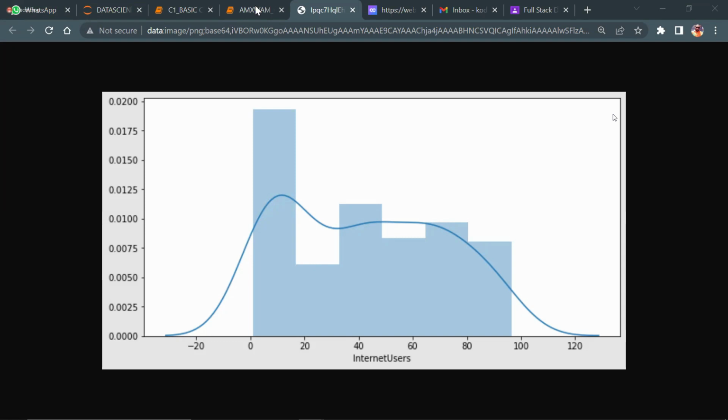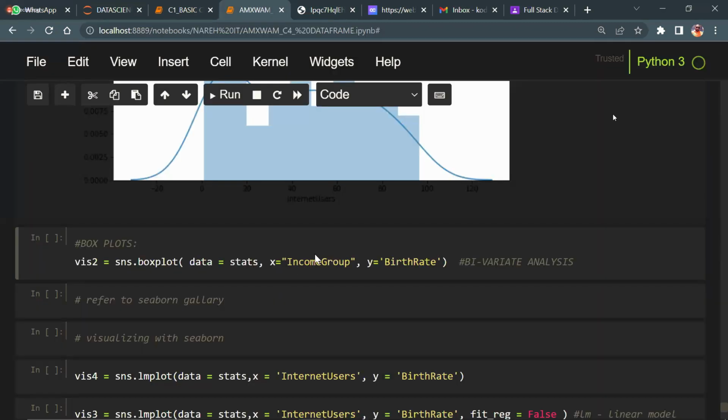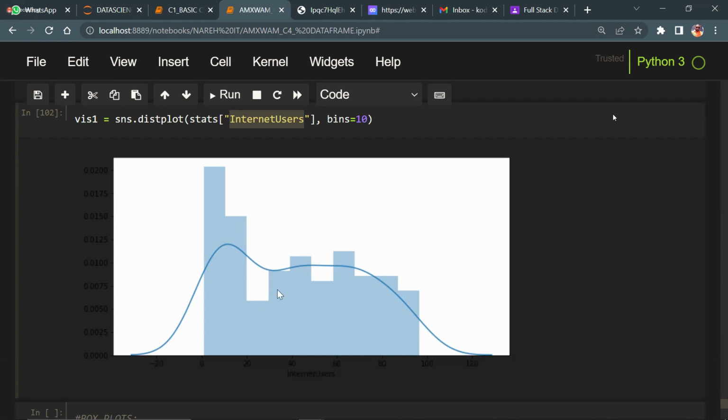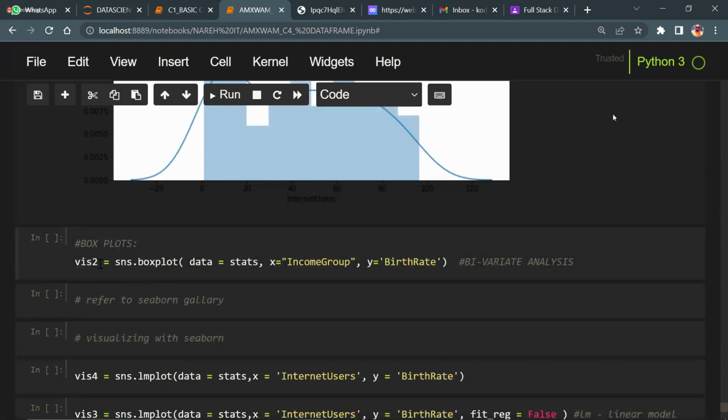And distributions are also classified into many types: uniform, binomial, Gaussian, zero skewness, all those things I'll explain in the statistics sessions. Understand? If you see this one, I plot the graph using one variable, isn't it? Bins equals 10 means the steps 1, 2, 3, 4, 5, 6, 7, 8, 9, 10. I hope you understand or not. Now let's plot another visualization.